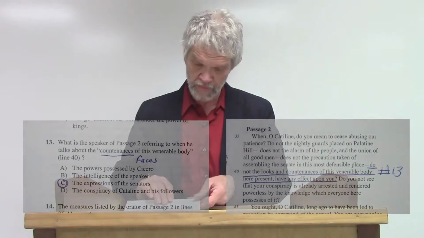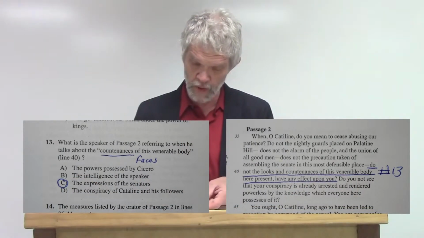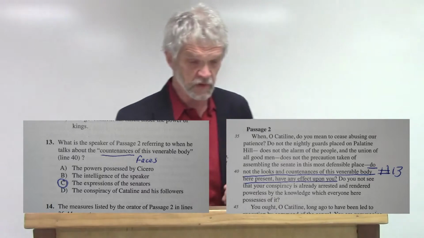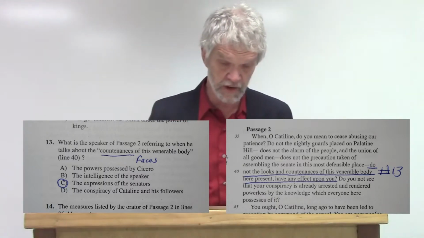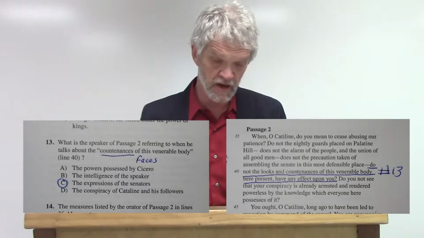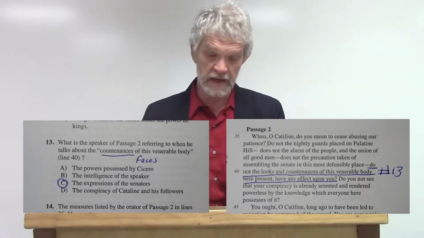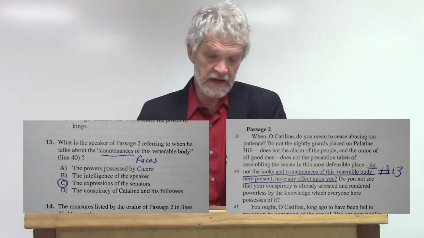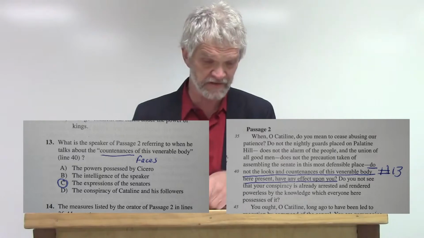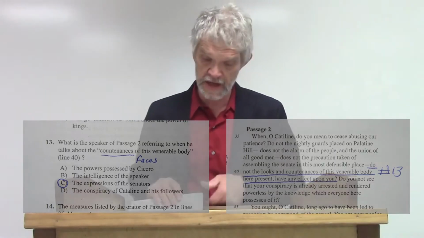All right, question number 13. What is the speaker in passage 2 referring to when he talks about the countenances of this venerable body? If you look over in the first paragraph, about midway down, it says, do not the looks and countenances of this venerable body here present have any effect upon you? It means faces. And if you know what countenances mean, that's an easy one. And if you don't, you can figure it out from the context, especially with the word looks and countenances.